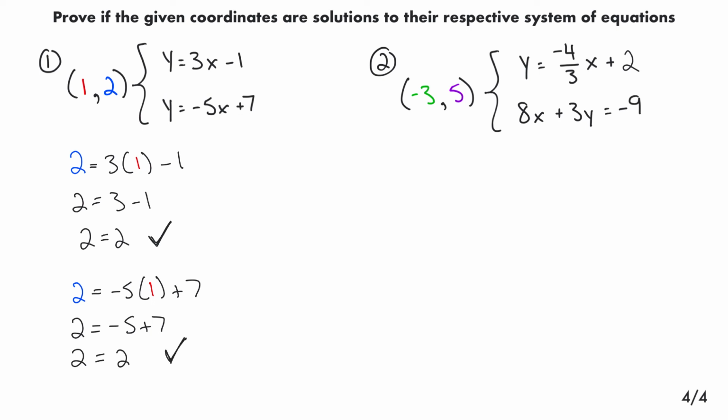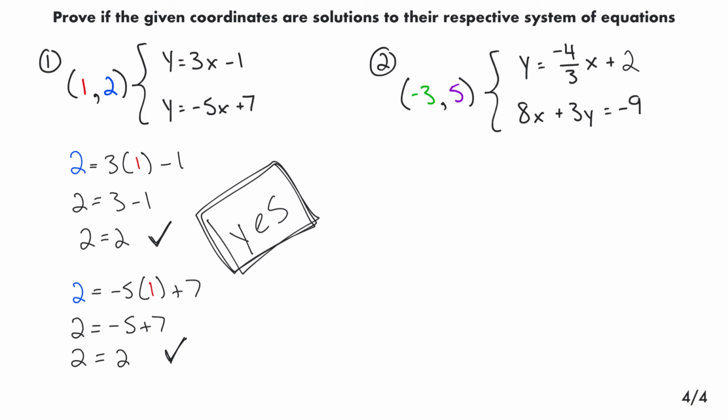If you stop at this point in the problem, you will not get full credit, because the question will be asking, is the given coordinate a solution to the system? I haven't answered that yet. I said it's a solution to the first equation. I said it's a solution to the second equation. I've yet to say anything about the system. So you have to finish it with, yes, that is the answer. It is a solution to both equations.